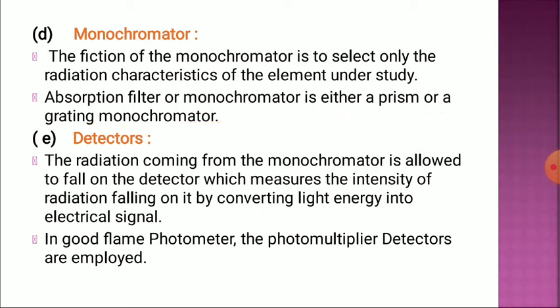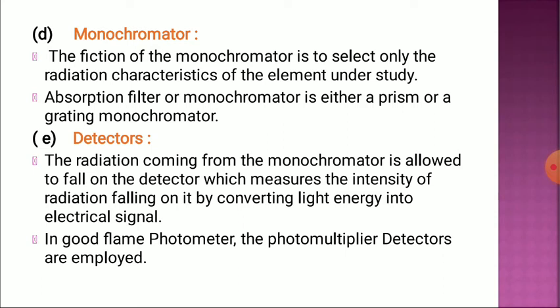What is the function of this monochromator? It will select only the characteristic radiations, or you can say it converts the polychromatic light into monochromatic light. This is the major function of the monochromator.